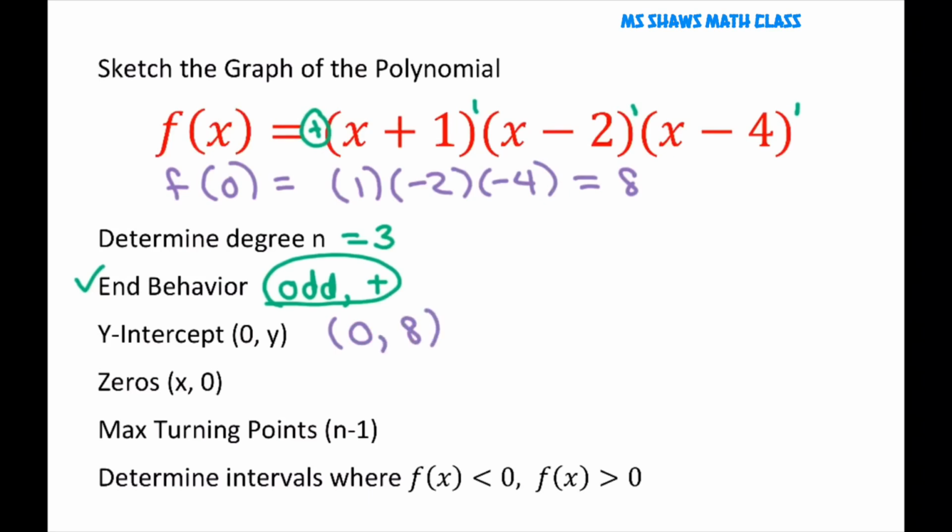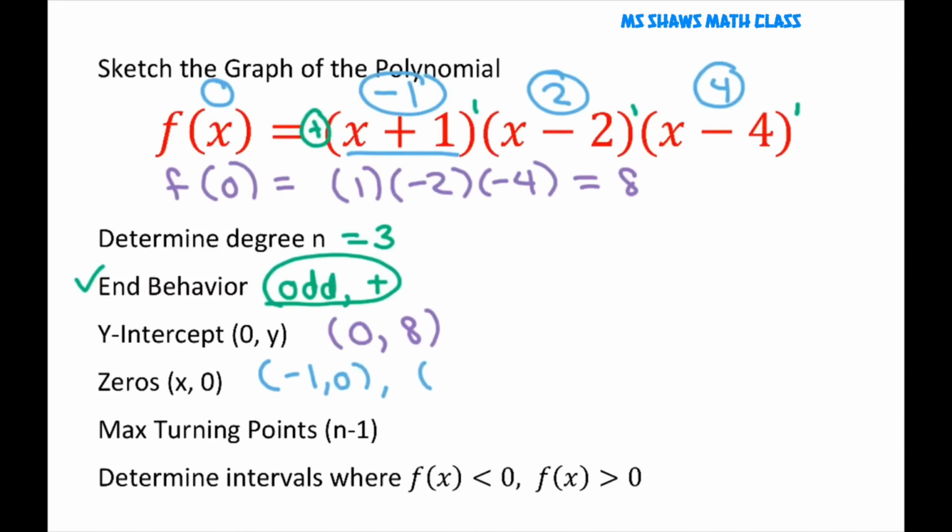Our zeros are when y is 0, so we set that to 0. So this one would be negative 1. Negative 1 plus 1 is 0. 2 minus 2 is 0, and 4 minus 4 is 0. So our zeros are at negative 1 comma 0, 2 comma 0, and 4 comma 0. These are all multiplicity of 1. That means they can cross the x-axis.